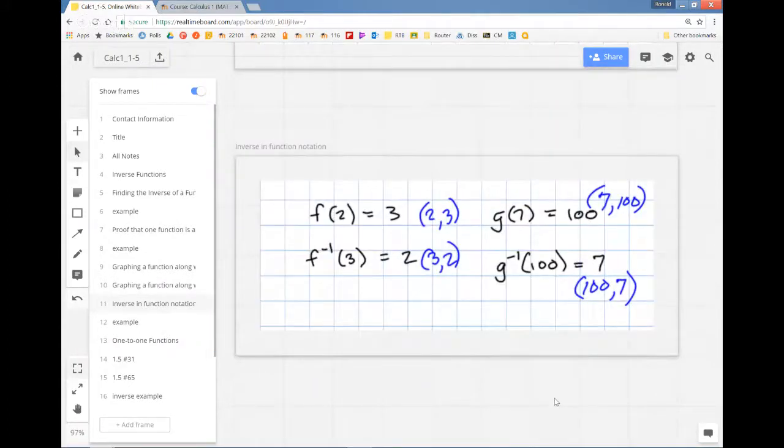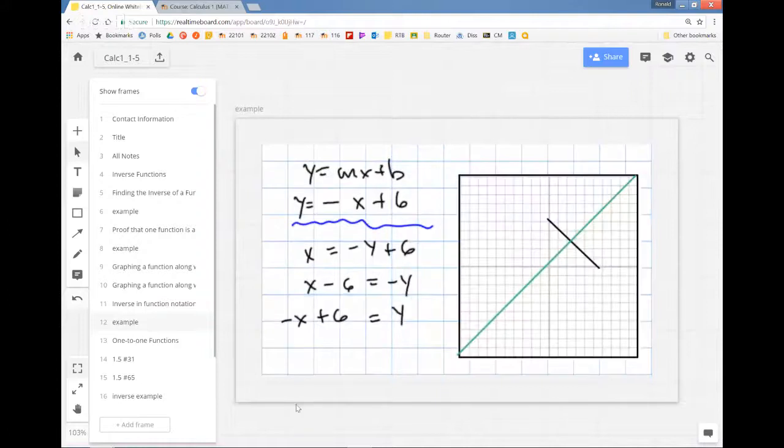So inverse notation shows clearly that an inverse is literally doing the operation in reverse. So we find that when you take f of 2 and you get 3, then f inverse of 3 will come right back to 2. And you see how the ordered pair is literally reversed. If g of 7 is 100, then g inverse of 100 is 7. And so this idea of flipping, interchanging, swapping the x and the y.